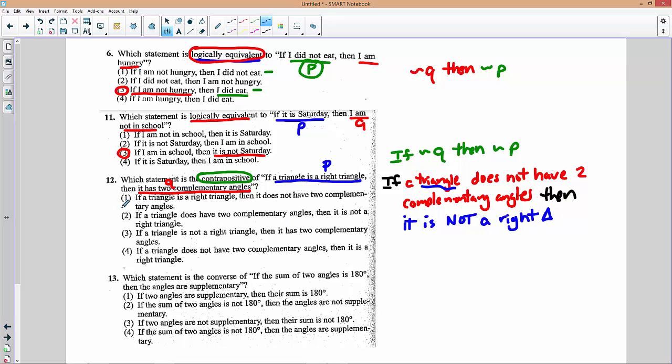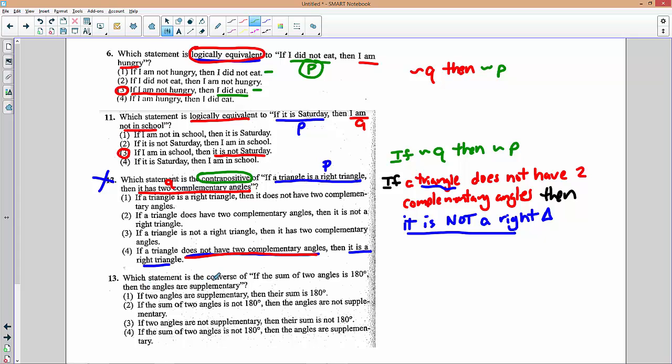Okay, so let's look at these. The only one that starts with if a triangle does not have 2 complementary angles is 4. But there's a problem here. It does not have 2 complementary angles. That's good. That's my not Q, so that's good. But then it doesn't say what we're expecting. We're expecting it to say it is not a right triangle, but it says it is a right triangle. Okay? So problem 12 doesn't work. At least I don't think it does. And I'll be happy if you guys want to show me in class tomorrow if I made a quick mistake, but I don't think so.